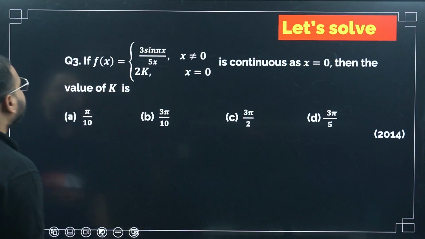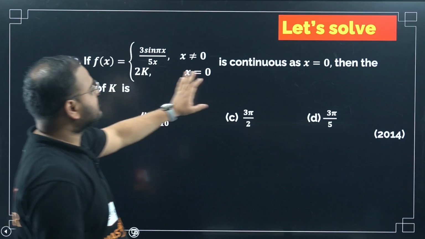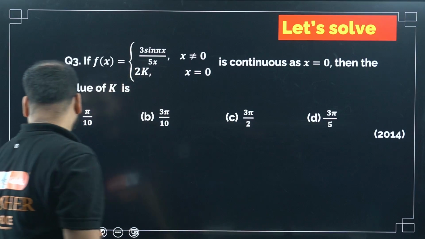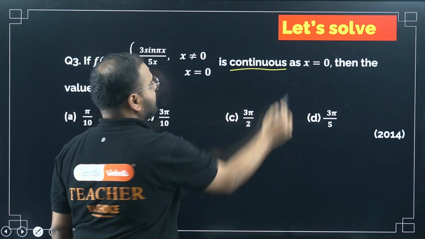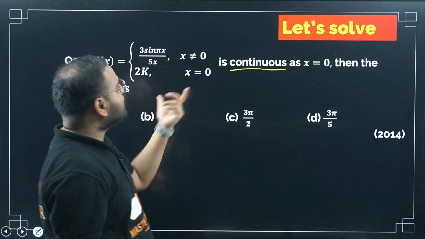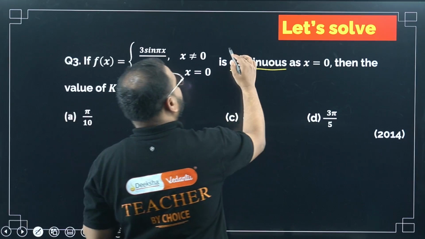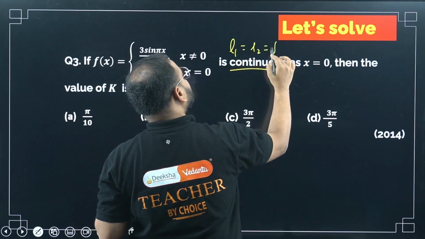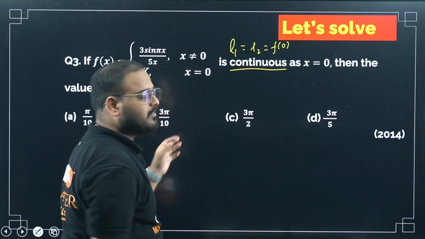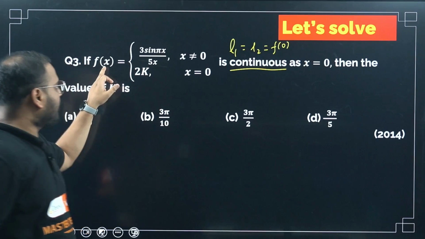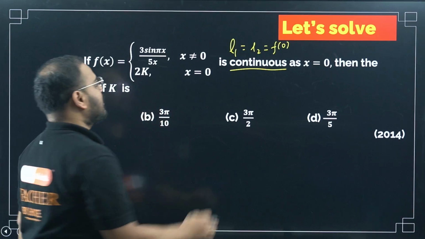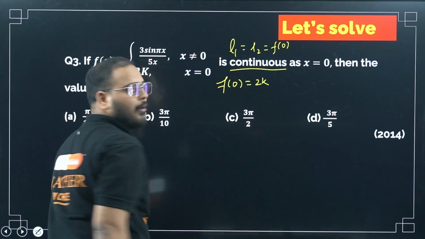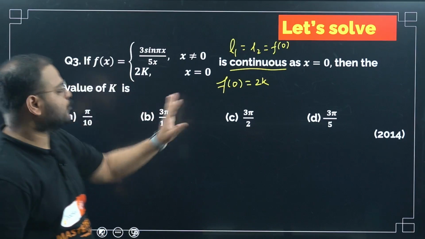Moving on. If f(x) is given by this condition and they have also said it is continuous, the function is continuous at x equal to 0. So when can I say a function is continuous? If my left hand limit L1 is equal to right hand limit L2 is equal to the function's value at that point, f of 0. What is f of 0, sir? Please check here, the function when x is 0 equals 2k. It means f of 0 is equal to 2k. Very simple.